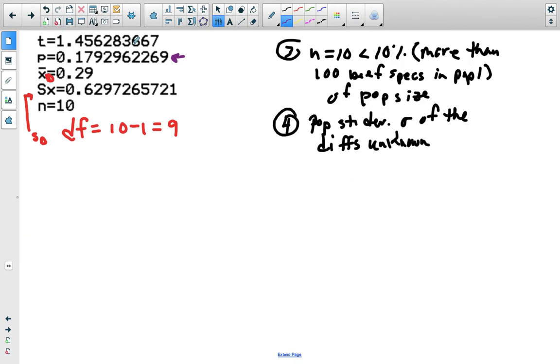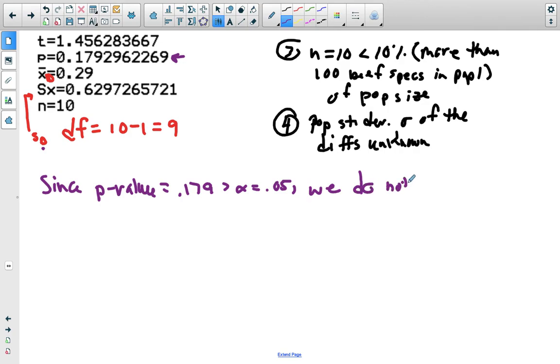So we make our conclusion. Since your p-value equals 0.179 is greater than alpha, which is 0.05, we do not reject the null hypothesis. I'm sorry, this is so glitchy. I don't know why.